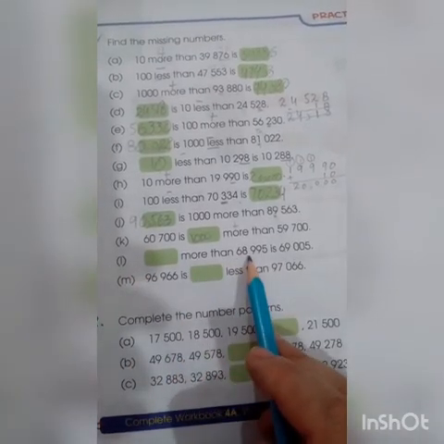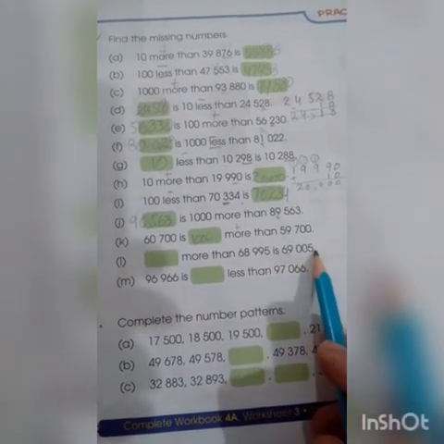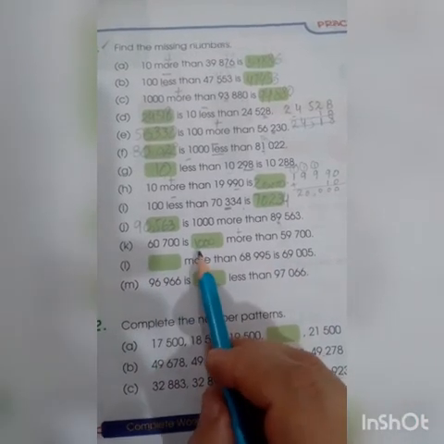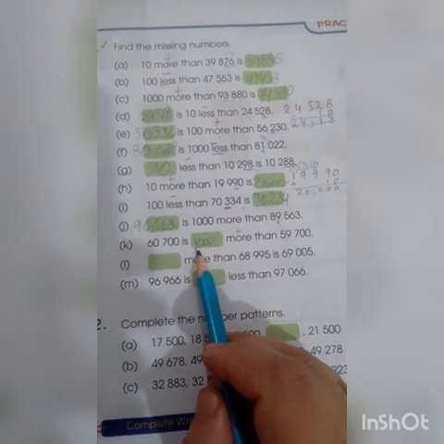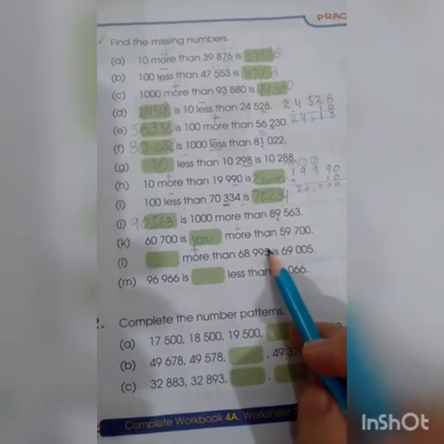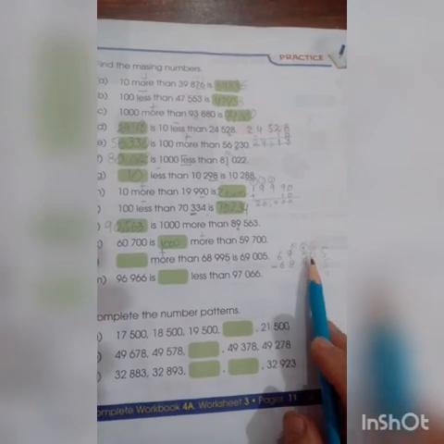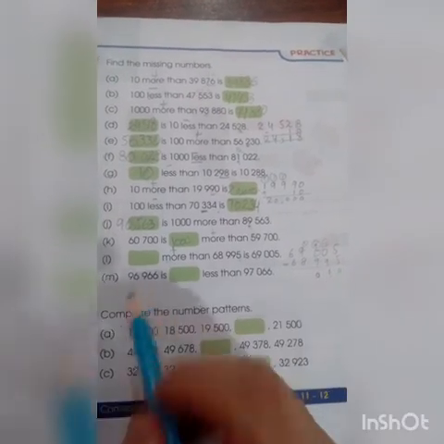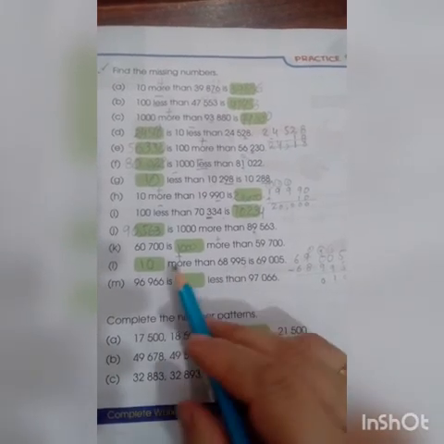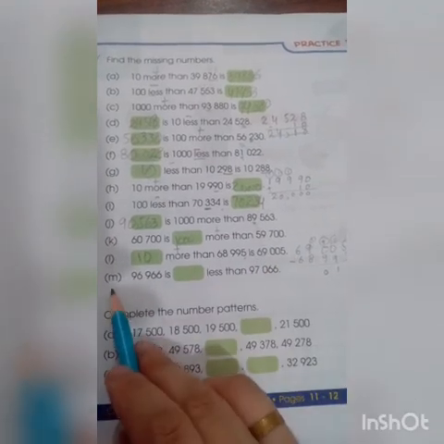Dash more than 68,995 is 69,005. If we subtract these two numbers, we will get the missing number, and here more means plus. We have to find which number is more than 68,995 to get 69,005. After subtracting these two numbers, we get 10. It means 10 more than 68,995. If we add 10 to this number, we will get 69,005. M part.